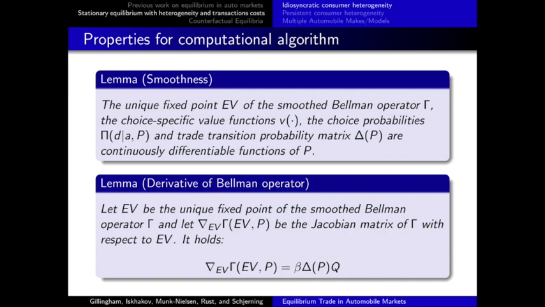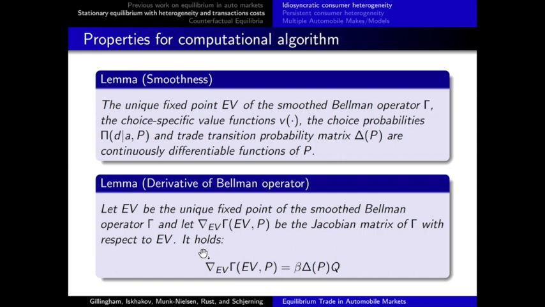This requires smoothness. We have a lemma in the paper that shows that the unique fixed point of the smooth Bellman operator gamma, which defines the mapping from expected values to expected values, and both that fixed point, the Bellman operator itself, the choice specific value functions, and the choice probabilities pi that enter into the trade transition matrix, and the trade transition matrix delta P and its subcomponents are continuously differentiable functions of P. So this really makes everything nice and smooth. And the bottom line is you can use Newton's method and gradient-based solvers to find the solutions and stationary distributions and whatnot.